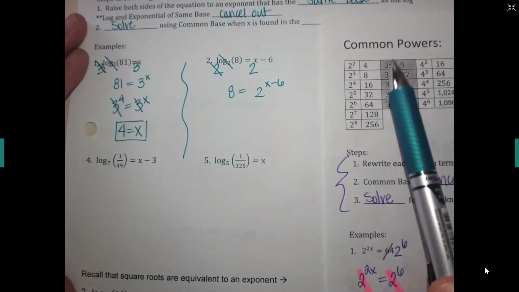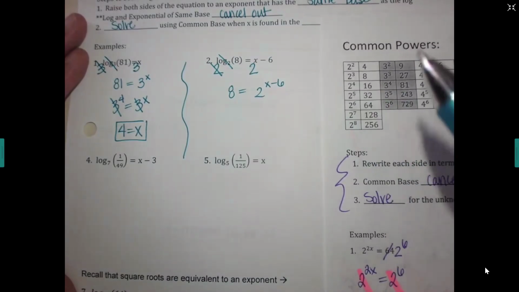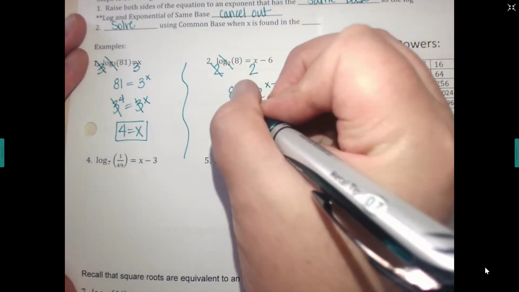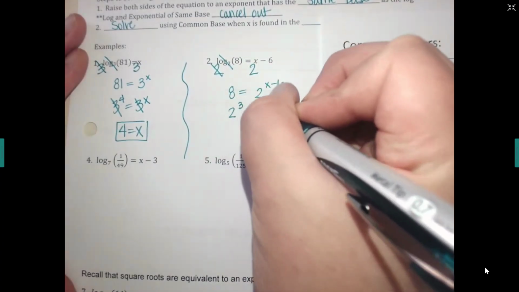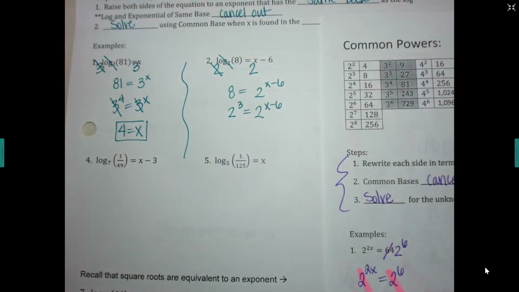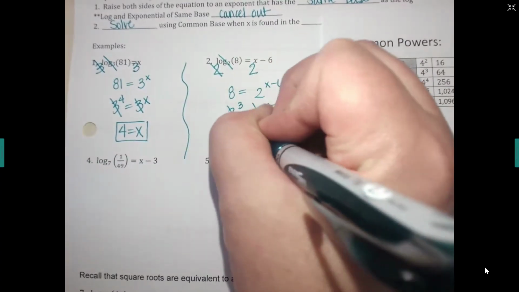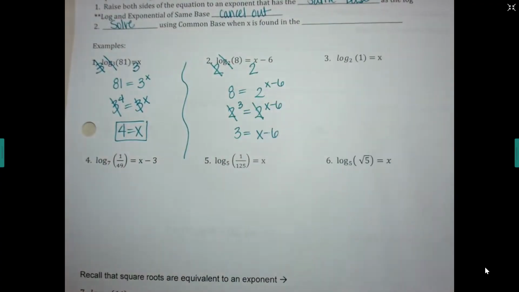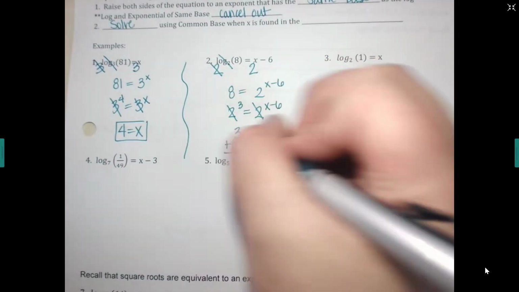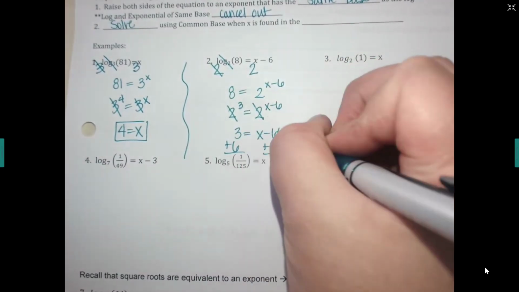Okay, 8 is the same as what power? 2 to the 3. And if 2 to the 3 is 2 to the x minus 6, now that I see those 2s match, I can cross them out. So I would have 3 equals x minus 6. And then what would my last step be to solve there? Plus the 6 across, so your x would be 9. Okay.